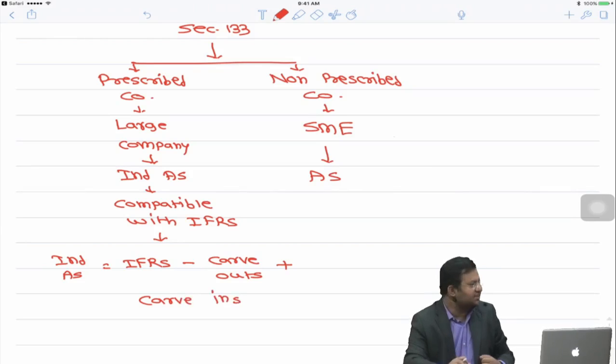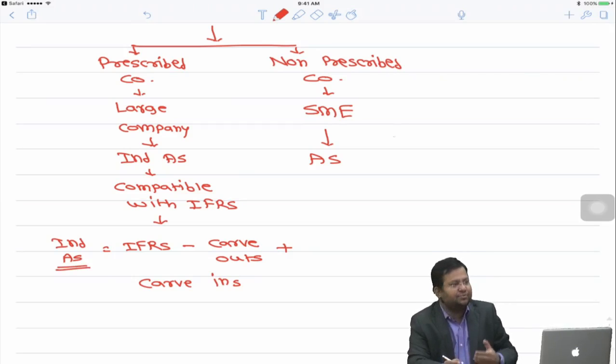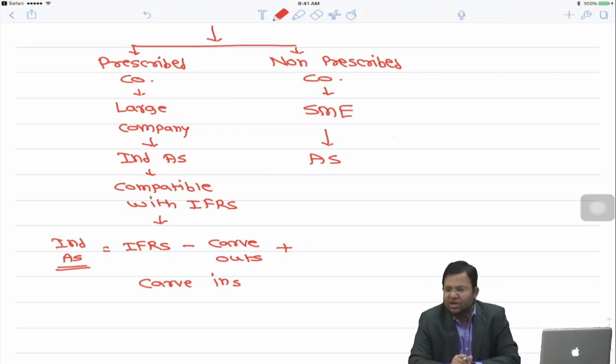Carve outs are certain things which are there in IFRS but not there in Ind AS. Carve ins are certain things which are not there in IFRS but which are there in Ind AS. There are certain things which have been changed by the Government of India to adjust to India's economic environment. IFRS are basically global, but India has not copied them as it is. India has made certain changes, not in terms of principles as such, but there are certain points where the Indian taxation system is not compatible with the global taxation systems prevalent or economic environment. That's why IFRS are not taken as it is.